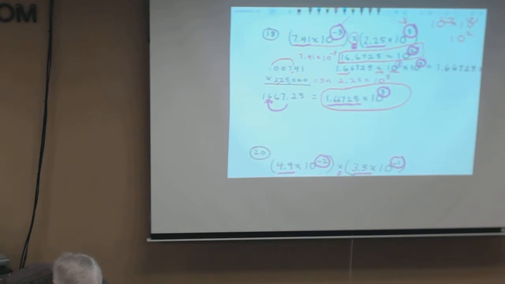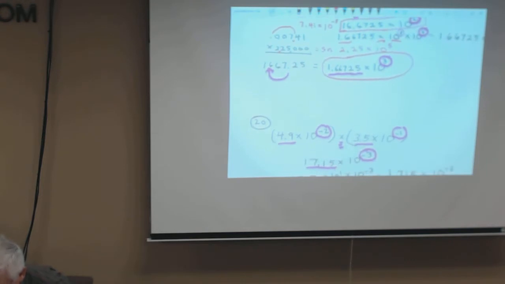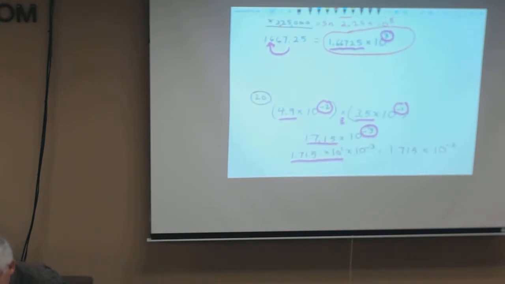All right, number 20. 4.9 times 10 to the negative 2. That's already scientific notation. That was nice of them. Times 3.5 times 10 to the negative 1. That's already in scientific notation. Thank you. So I take 4.9 with my little calculator times 3.5, and I get 17.15. And then 10 to the negative 2 times 10 to the negative 1 would be 10 to the negative 3. You follow that? Because you're just adding the exponents.